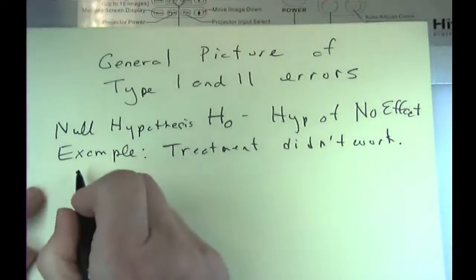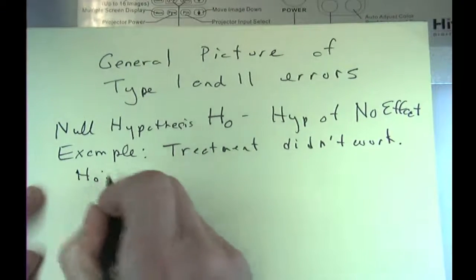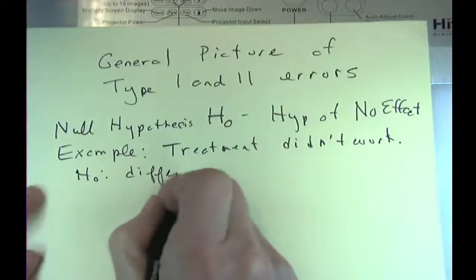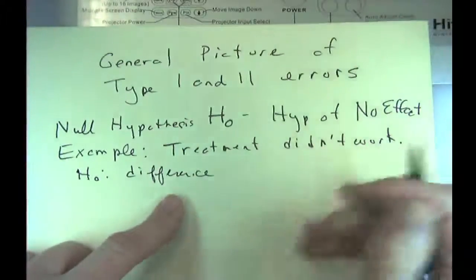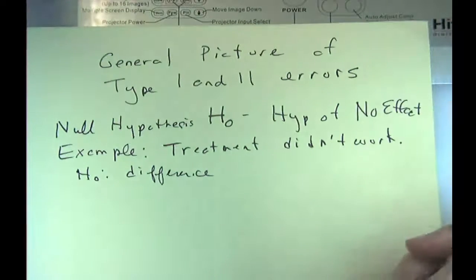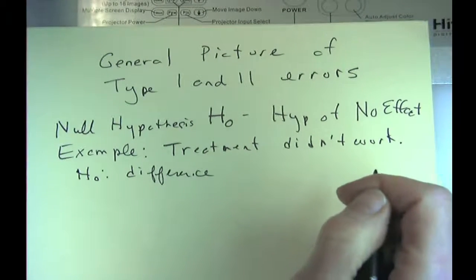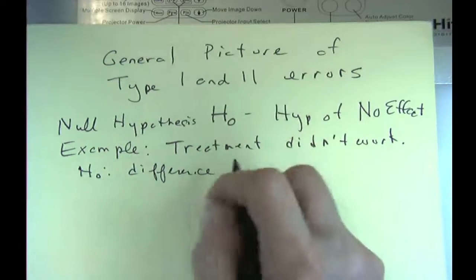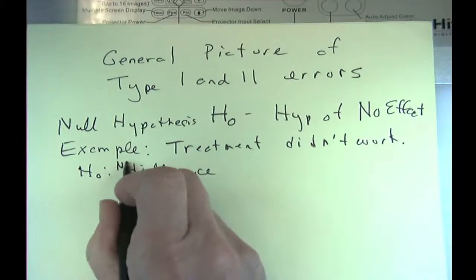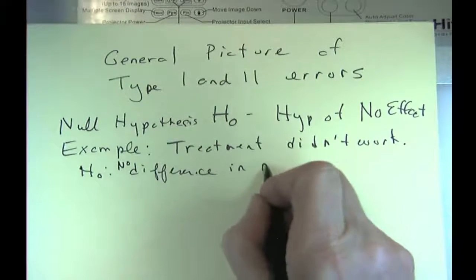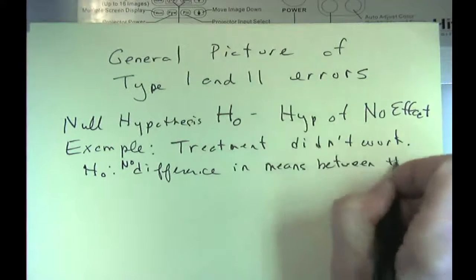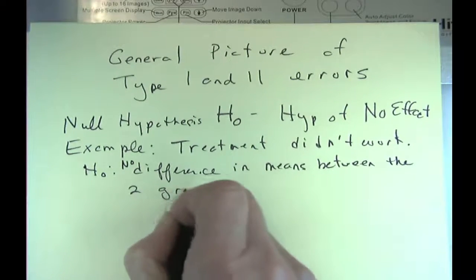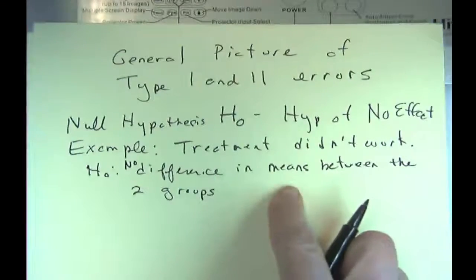So we'd set a null hypothesis. We'd say, okay, whatever test statistic we decide to choose, for example, would be in this case the average scores between the two groups are the same. So there's no difference in means between the two groups. Okay? Means of their test scores.